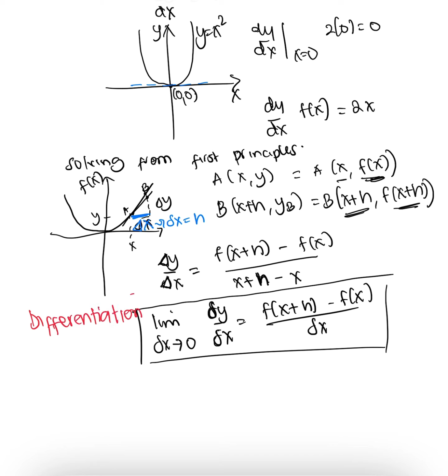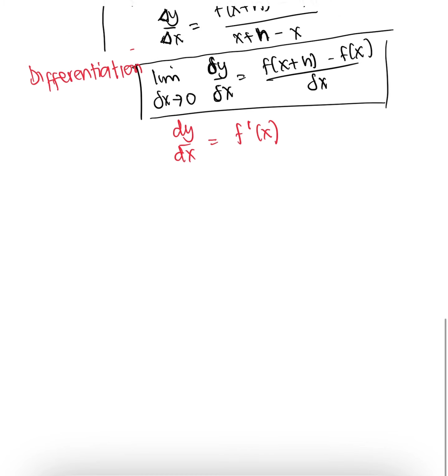This is what you do when you're differentiating. And it has various notations, right? So you can say dy by dx, or you can write it f dash x. So this dash means the first derivative after you differentiate once.